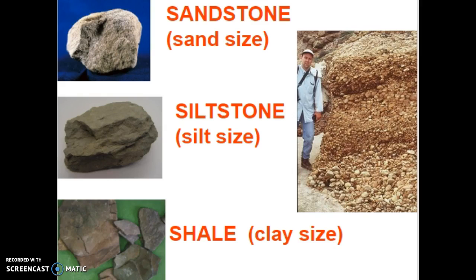Sandstone is made out of sand clasts that have been compacted and cemented together. Siltstone is what we call silt-sized clasts compacted and cemented together. And the very smallest of the clasts will make up what's called a shale when we compact and cement those together.